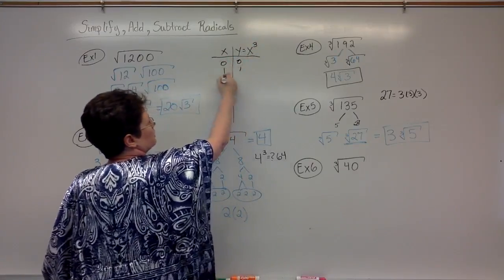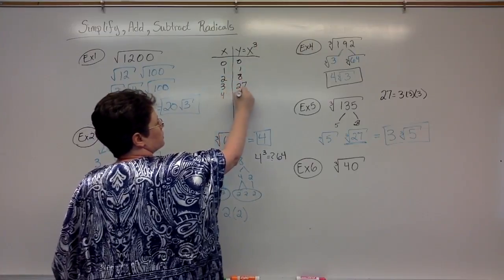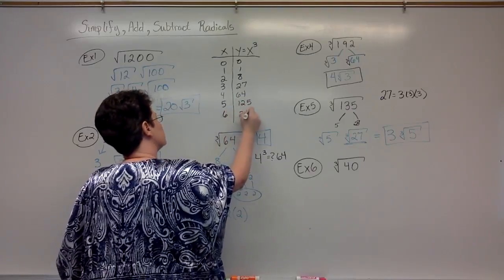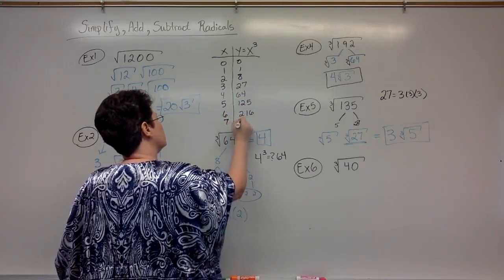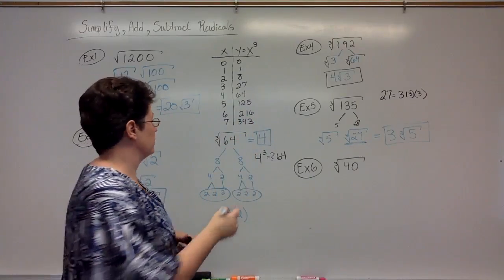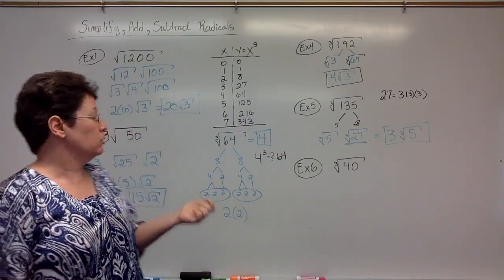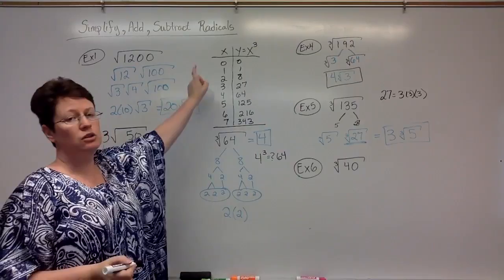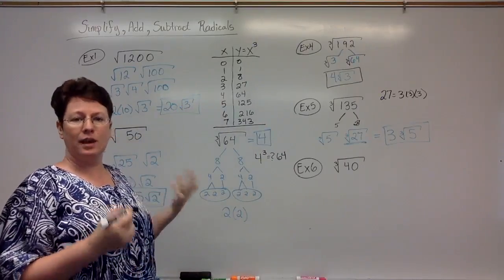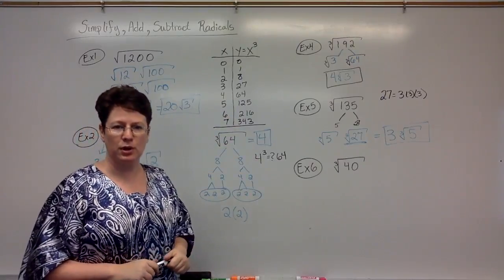0's easy, 1's easy, 2's 8, 3's 27, 4 is 64, 5 is 125, 6 is 216, and 7 is 343. To be honest, that's as far as I've got them memorized. Okay? But if you don't know your perfect cubes and you don't recognize them, you can always plug this into the calculator and find them. And that makes things a little bit easier. I'll leave that up there through the rest of the examples, okay?